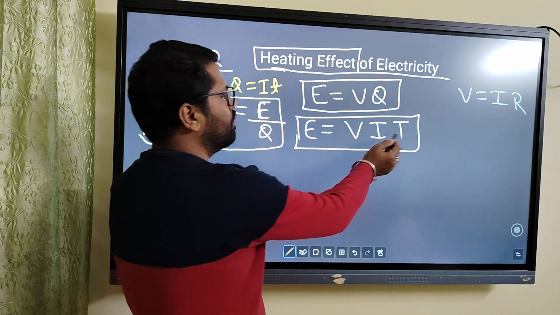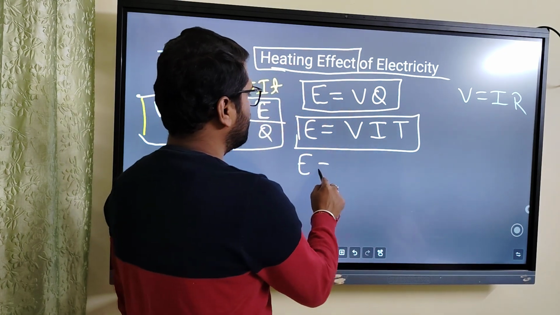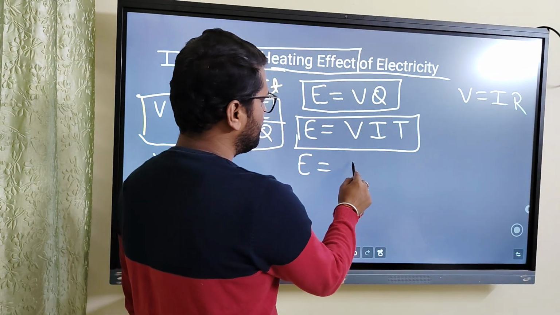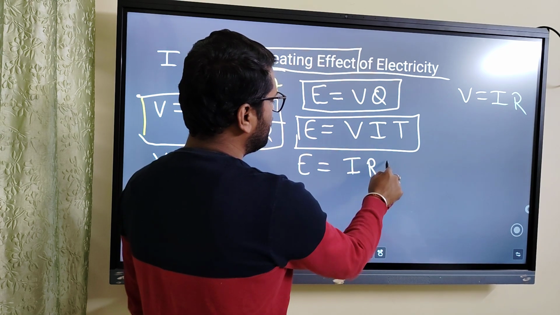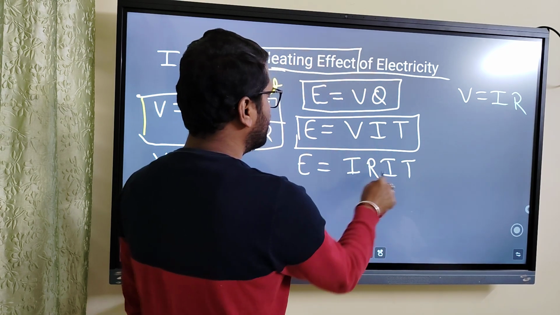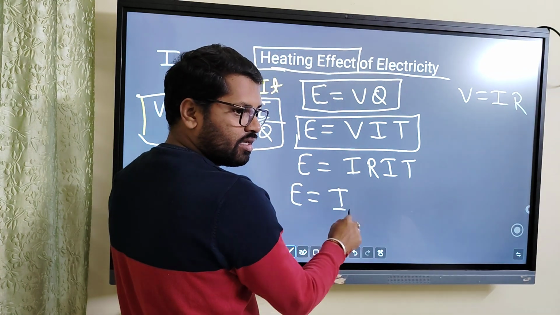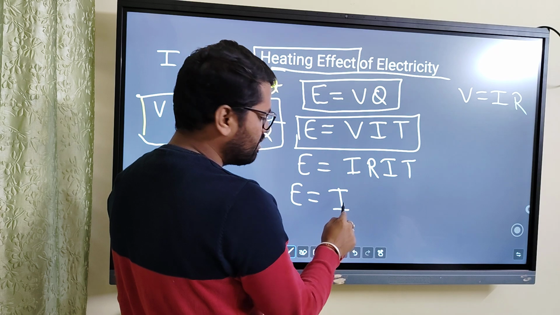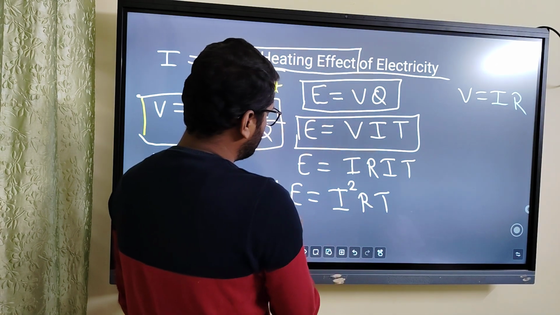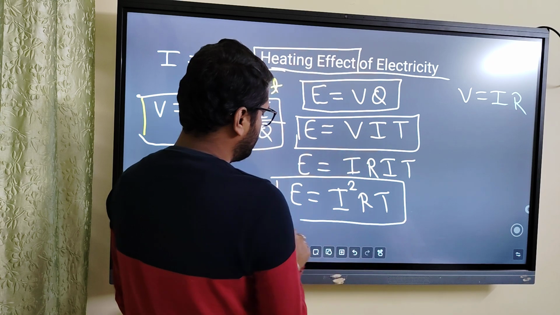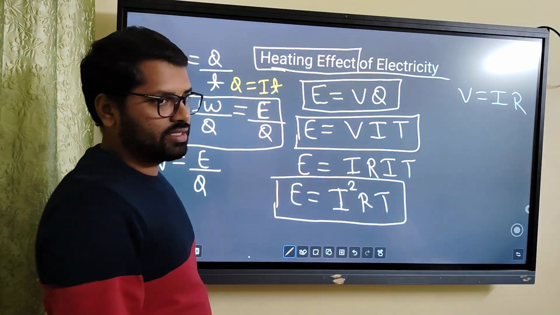Now Ohm's law. What is V? IR. So instead of V, what should we write? IR. Then IT. So I into I is I square. I square RT. So what is energy? I square RT. This is only the heating effect of electricity.